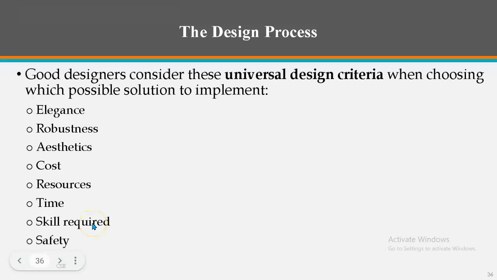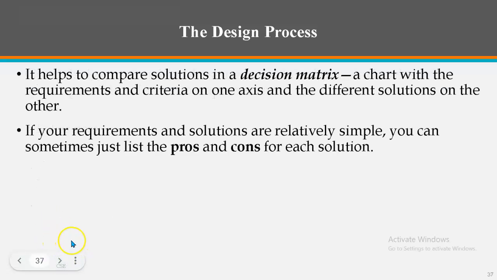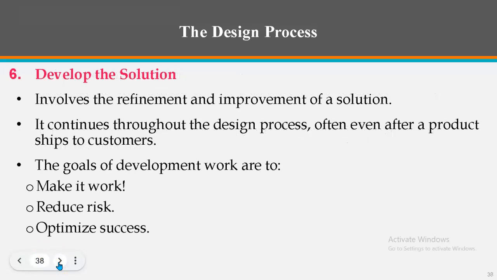So in order to choose the best possible solution, these are some criteria that all of them follow universally, like elegance, robustness, aesthetics, cost, resources, time, skill required and safety. So for this you can compare your solutions with a decision matrix or try to choose by listing the pros and cons of each solution. Next, the final step is where you develop the solution.